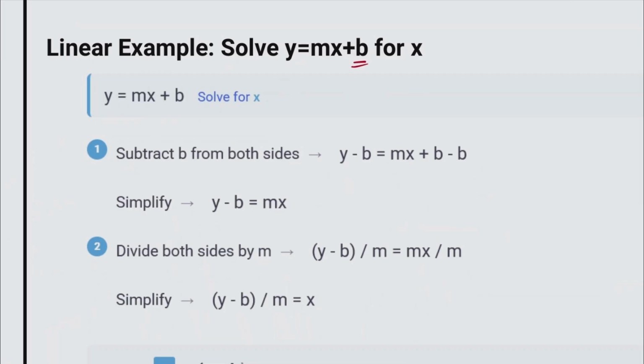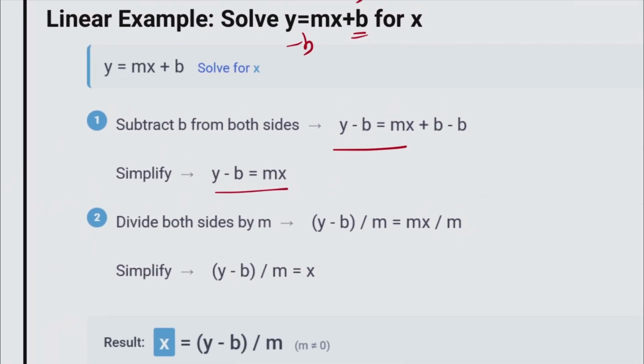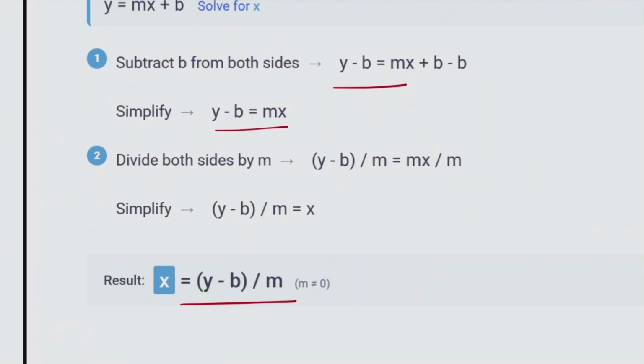So the very first thing is that obviously I have to get rid of b. How can I do that? Subtract both sides by b. So I have y minus b equals mx. Another problem is that I'm looking for x, not mx itself, so I have to divide both sides by m. So make sure that x is by itself: x equals y minus b, divided by m.